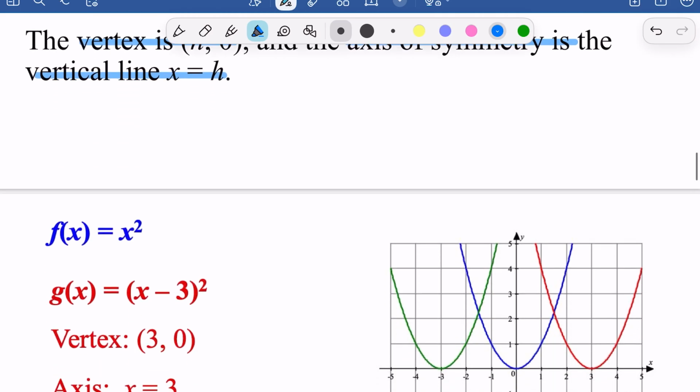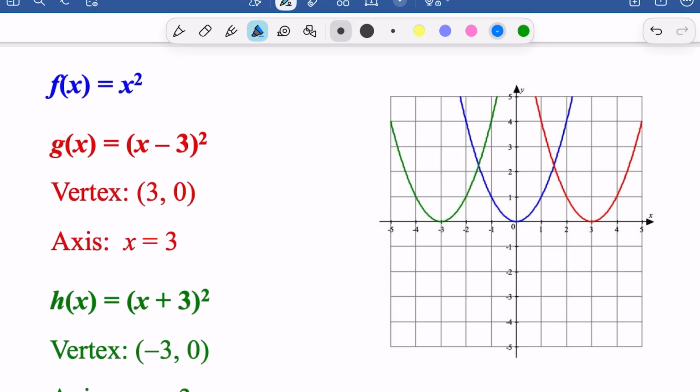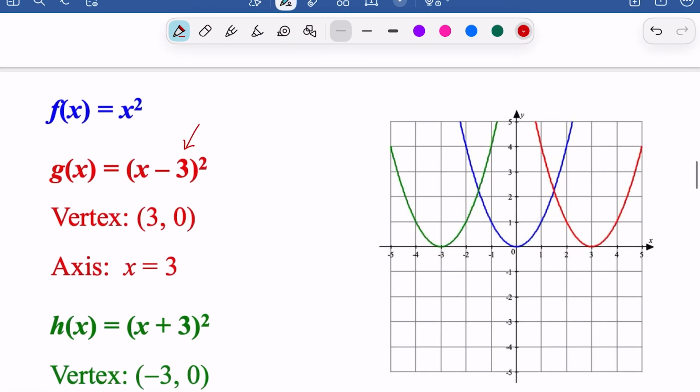So let's look at some examples here. If we look at our parent function, that's the blue one, versus g of x, which is x minus 3. So right here, remember our function was f of x equals (x minus h) squared. So if h is positive, the graph is going to shift to the right.